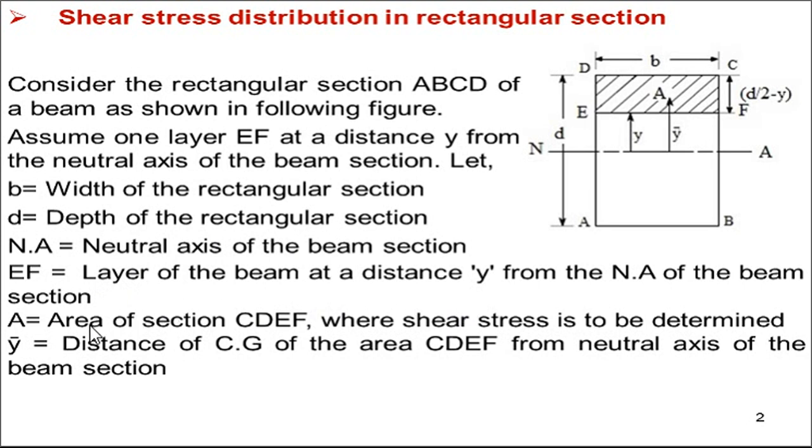Capital A is the area of the section CDEF. Capital A is the area of the CDEF shaded area. Y bar is the distance of the CG of the area CDEF, that is, the shaded area's CG from the neutral axis. So this y bar is the distance of the CG of the shaded area from the neutral axis.